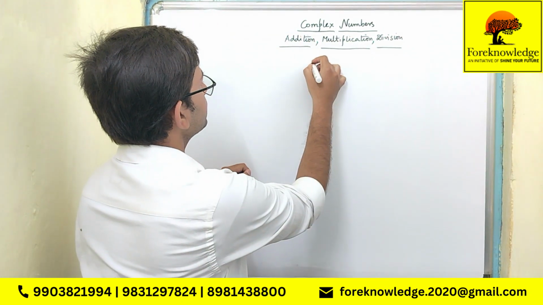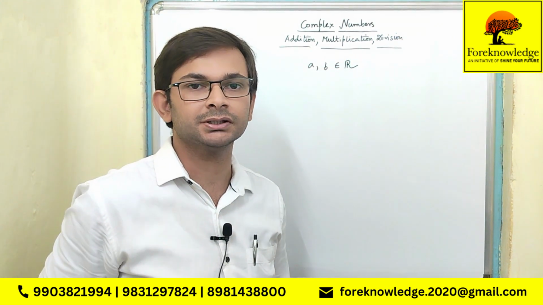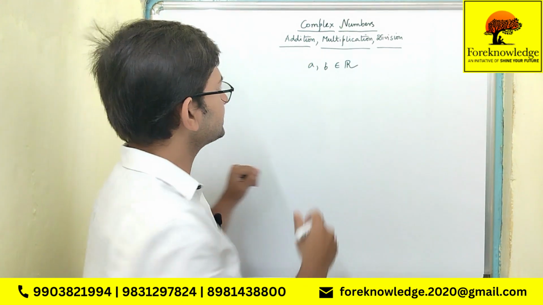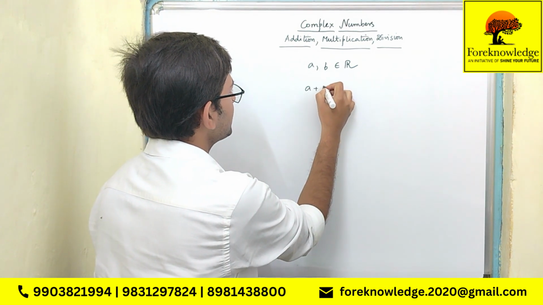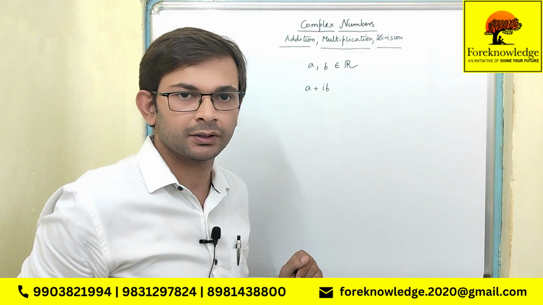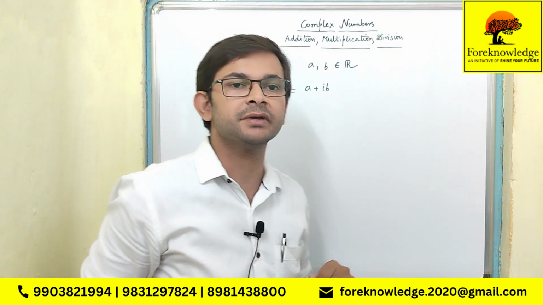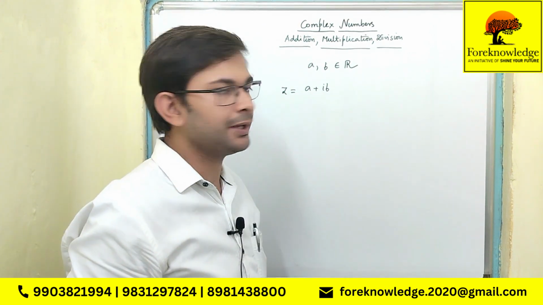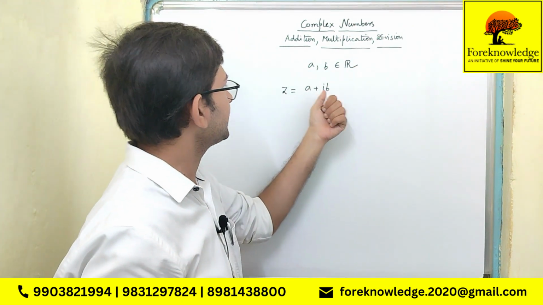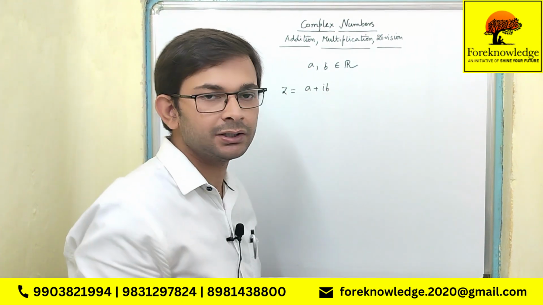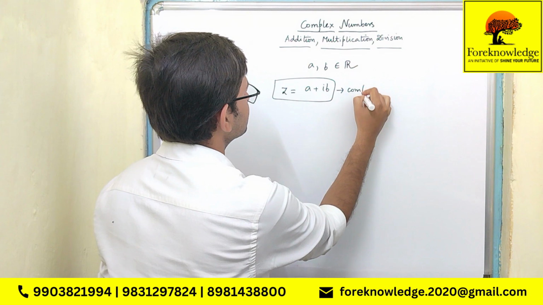Suppose you have two real numbers A and B. If we express a quantity using these two like a plus iota b, suppose this is z equal to a plus iota b. This number, where the first component comes from the real field and the second component, that is b, is associated with iota, we call a complex number.